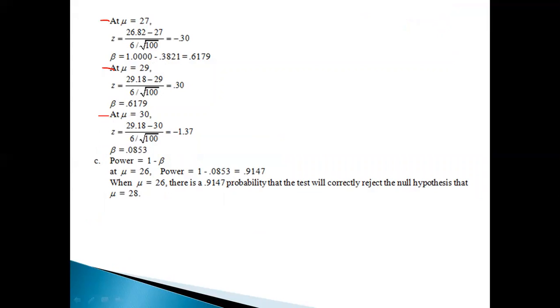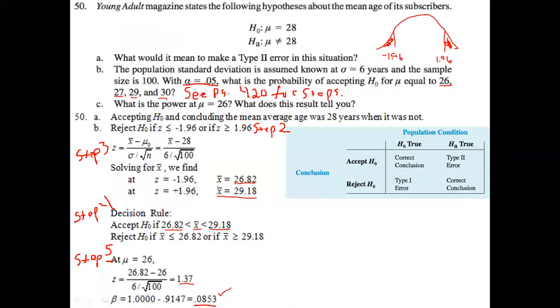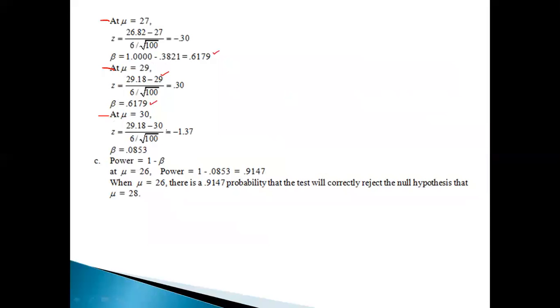And for mu equals 27, we plug everything in, we get a negative 0.3, and look that up in the table, that's going to be 0.3821, and beta there is 0.6179. If we plug in 29, we get a positive 0.3, and that's going to be just 0.6179 because we're on the other side now of the mean, because we have the lower and the upper. So now we switch from the lower to the upper part.